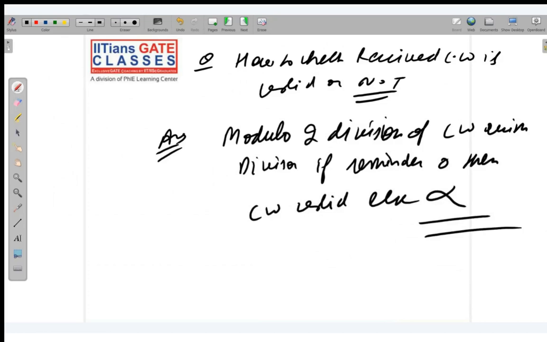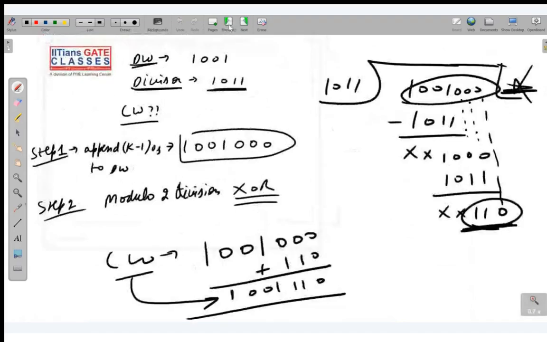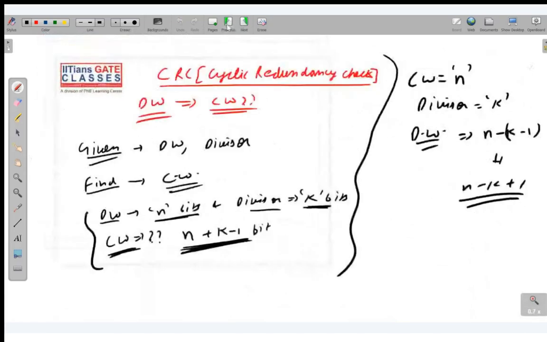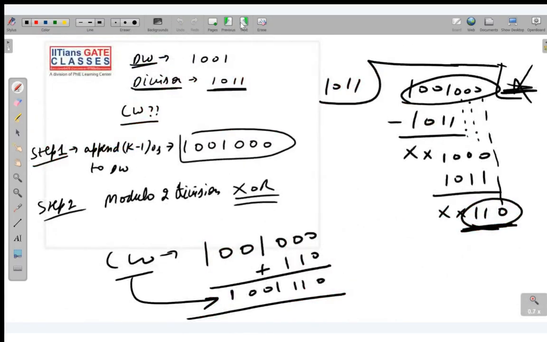Yes, so we can take examples. Whatever we have done till now, we can copy that so that we can cross verify. So what we have got is 1001110.